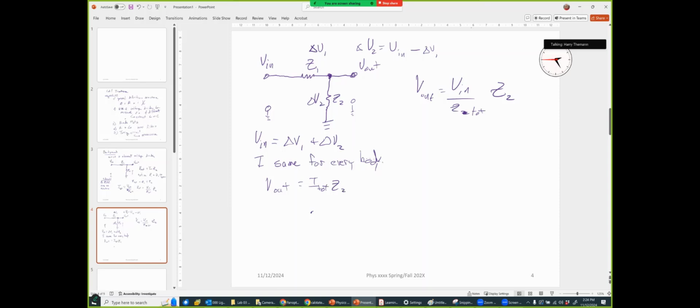All right, so now the way this is done, and I'll get into more reasons why, we always express this as a ratio. So then we get Z2 over Z1 plus Z2. Pretty trivial, right?